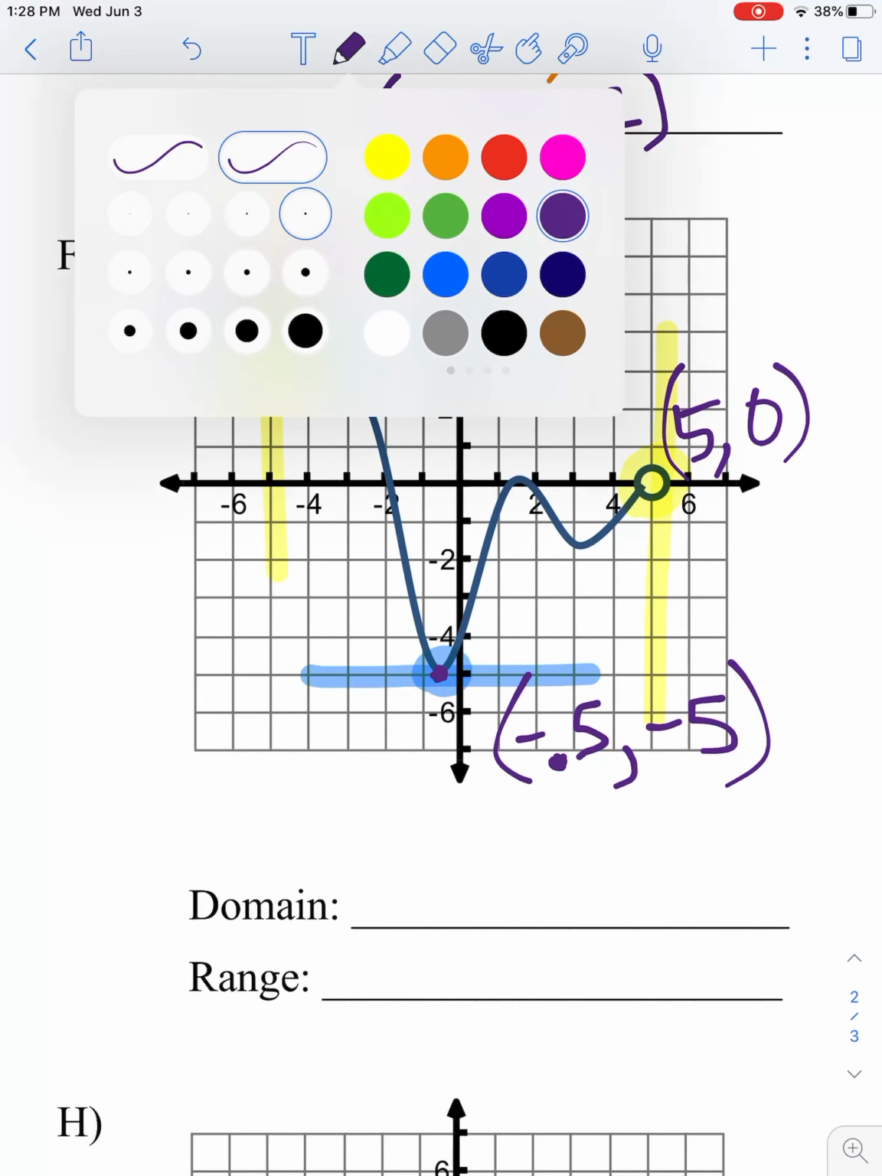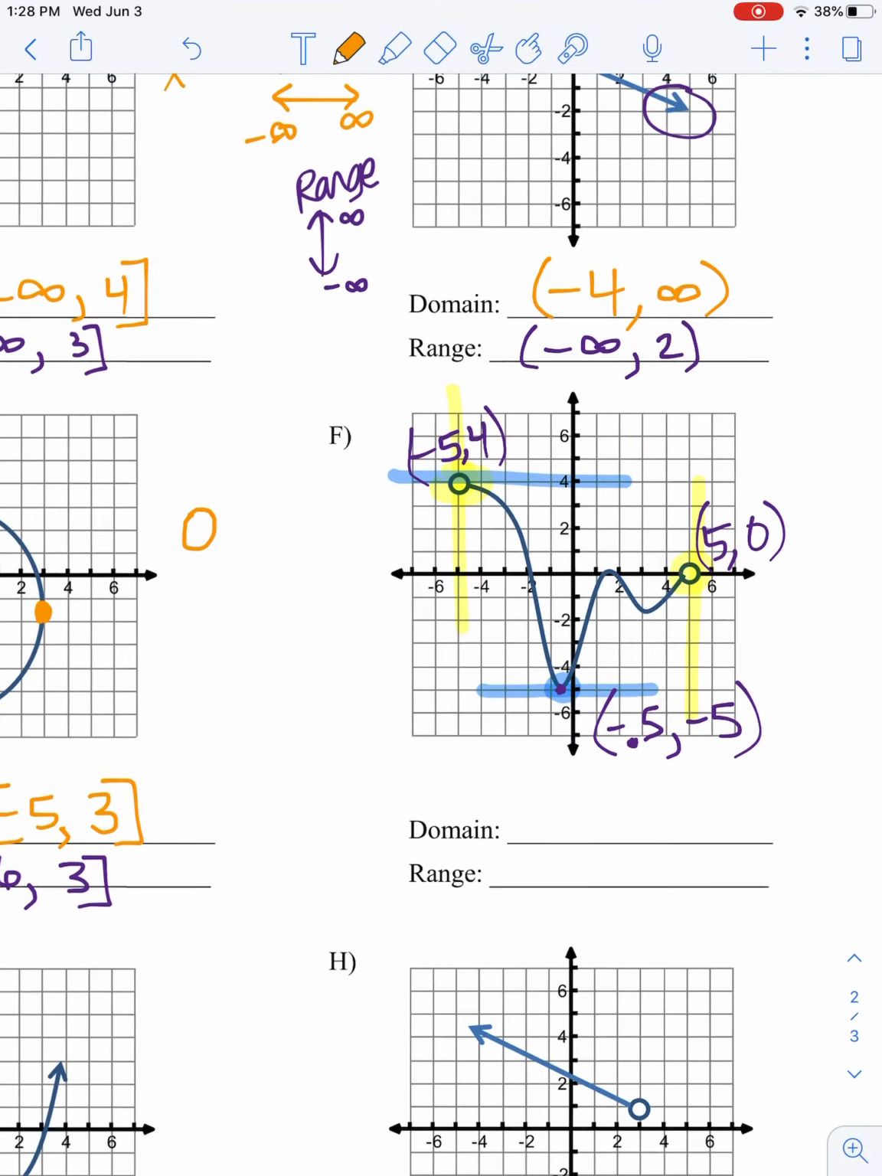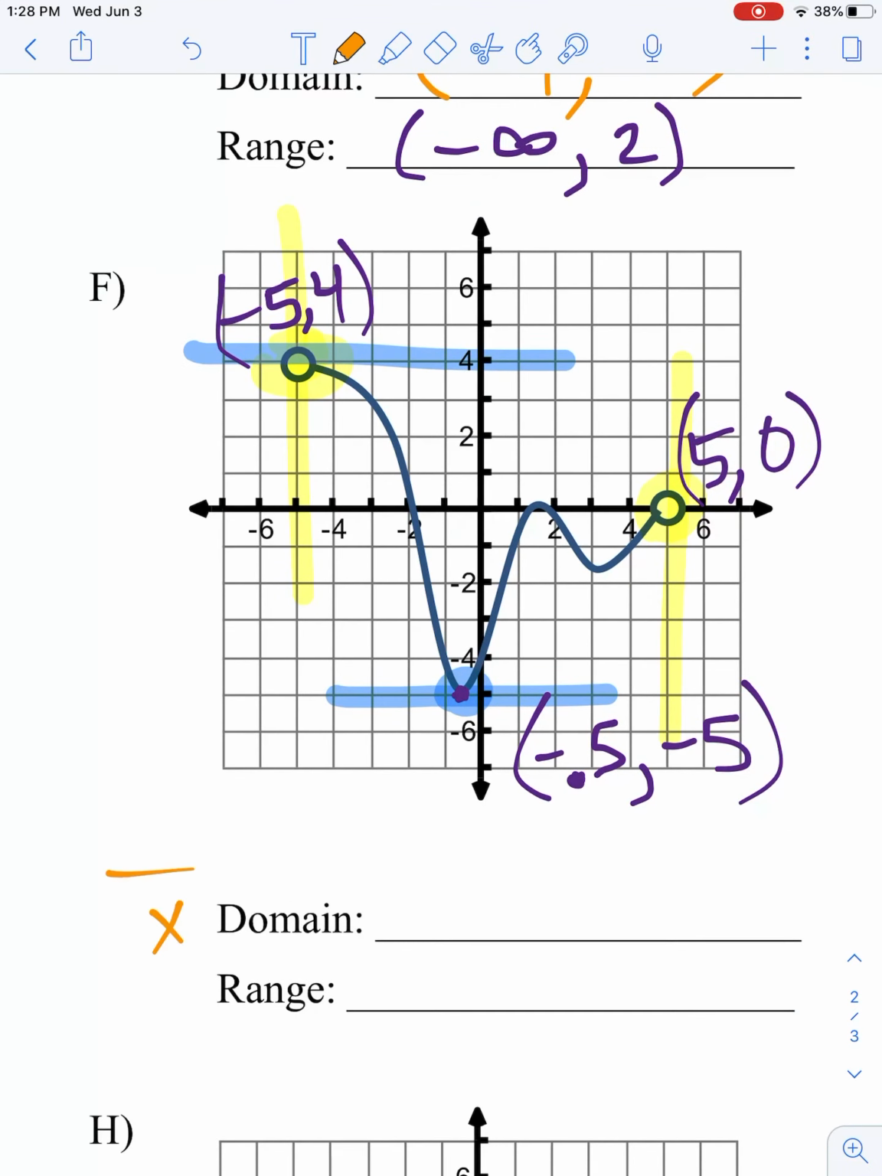All right, so in domain, which I've been doing in orange, I'm looking at the x's left to right. I start at -5. I stop at +5. You can look at what I highlighted in yellow. And they're both open circles, so those are both in parentheses.